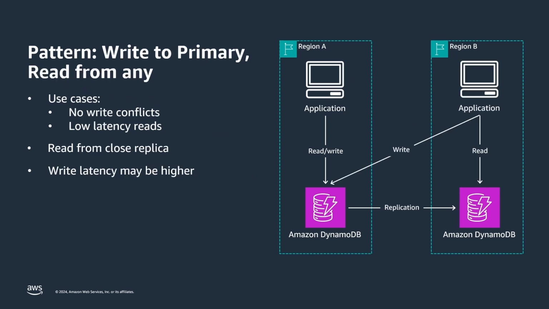Here's another one. What if your application had a globally distributed user base and you needed low latency reads, but write latency was less important? In this case, you could use this pattern where you write to a single primary node, but you can read from any node, or more specifically, read from the node with the closest proximity to the calling application. Similar to the previous pattern, this one allows you to avoid any write conflicts and diverging states, but at the same time enables low latency reads. The trade-off being that your write latency is potentially higher depending on where you write from.